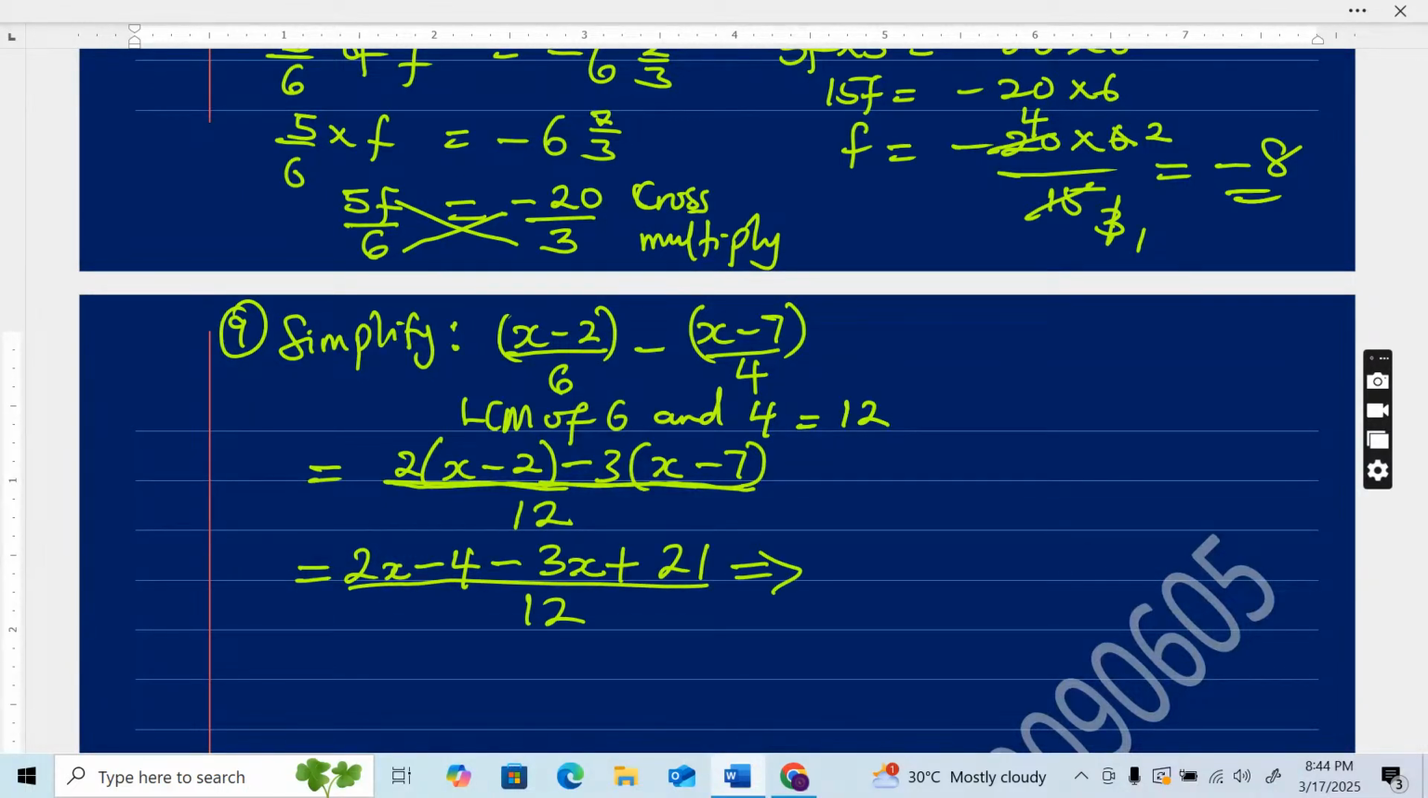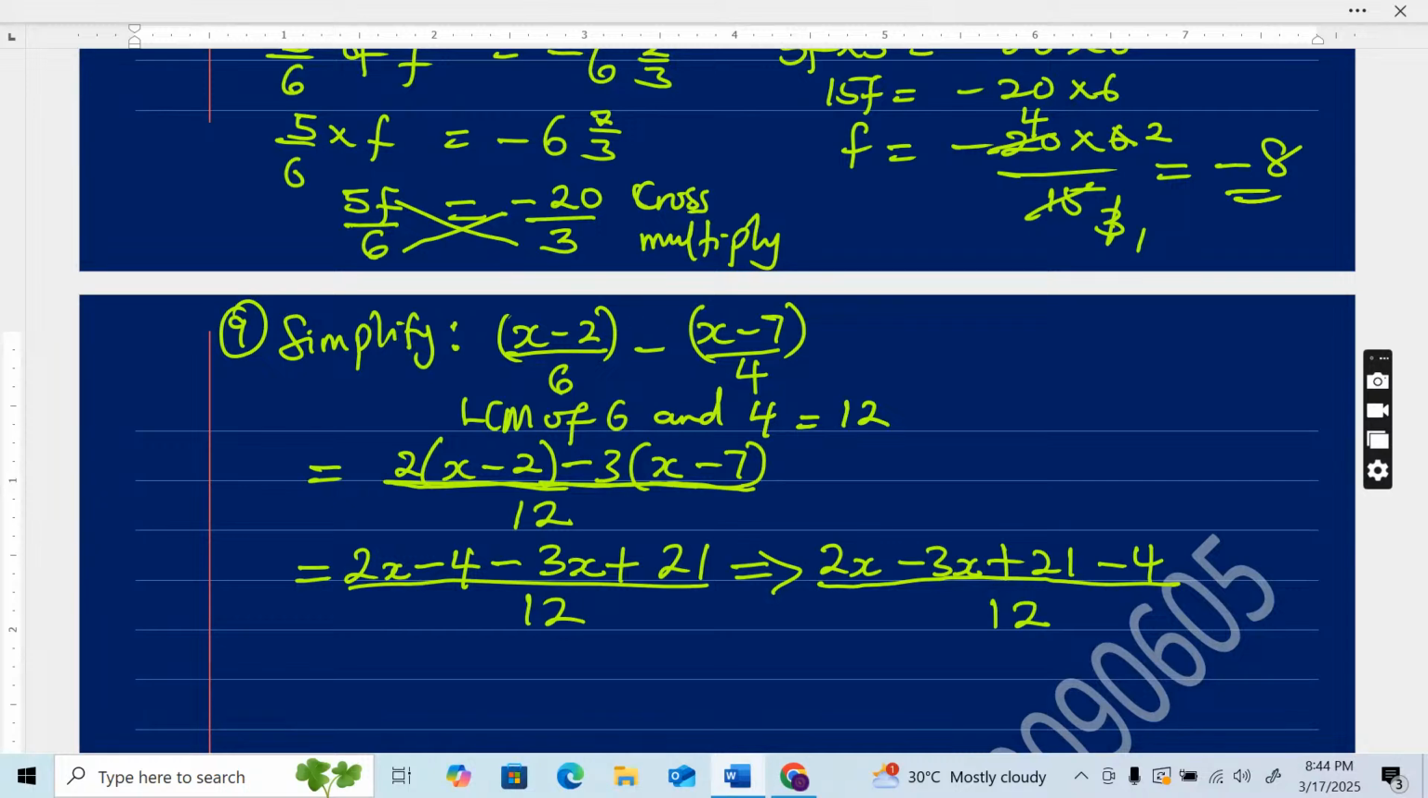I'm going to continue on the right side. Now let's collect the like terms. The like terms are 2x minus 3x. Then we can write plus 21 minus 4. It's good that we have the positive number before the negative number. So collecting the like terms is you rearranging the terms such that the ones that look alike are together. 2x and minus 3x are the same family. That's why they have to be together. Plus 21 and minus 4 are in the same family, and that's why they have to be together.